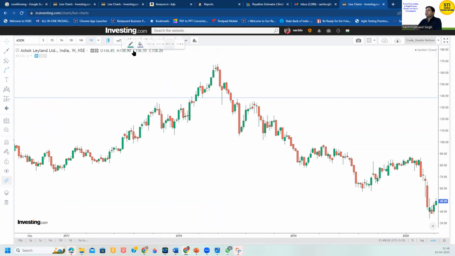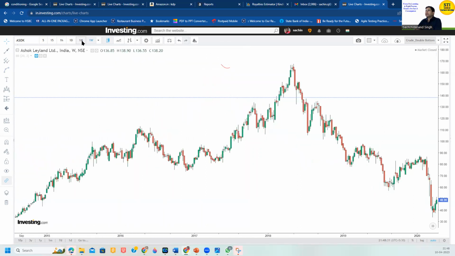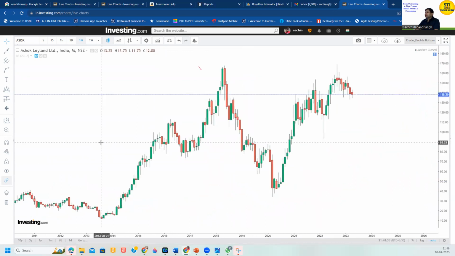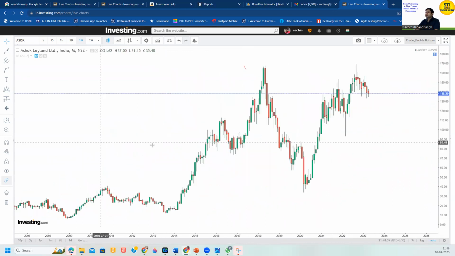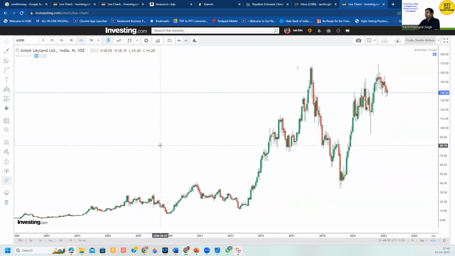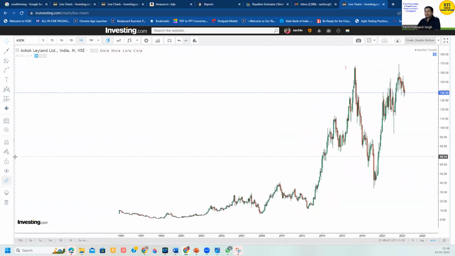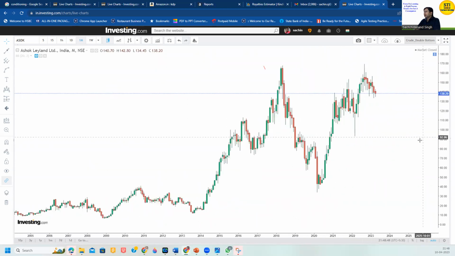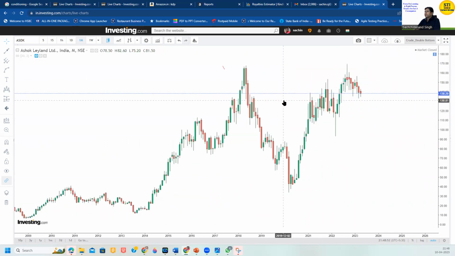Maybe before that, if you have any confusion, I will look at the complete history of the chart so that you know what I'm talking about. In the entire history of Ashok Leyland, there have been two peaks. One peak is somewhere in 2018 or so, and the other peak is recent, and then it has gone down. So within that peak, we just need to identify.